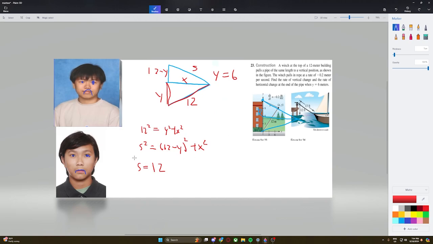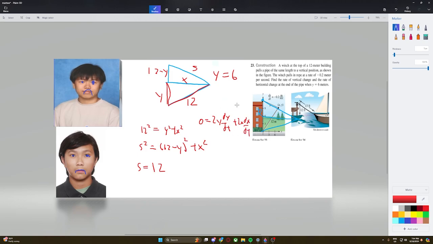S isn't always equal to the rod, but only when y equals 6 at the moment. So we're given this automatically. Let's start solving for y first. Let's go with this one first: 0 equals 2y dy/dt plus 2x dx/dt.